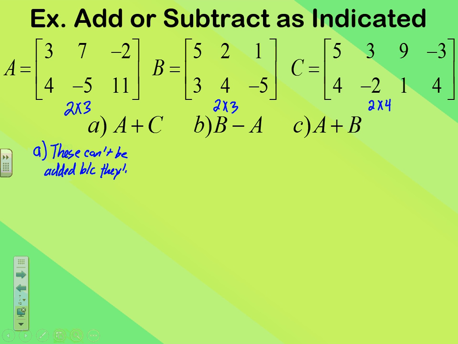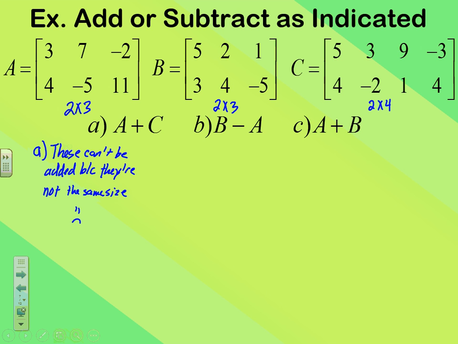Because they're different sizes, we can't add them together unless the matrices are the same size. When we add matrices together, we have to add all of the corresponding elements of one matrix to another. And matrix C has more elements than matrix A does, so there's nothing that I can combine them with. So because they're not the same size, we can't add them together. So these can't be added because they're not the same size. Sorry, matrix A plus matrix C, that doesn't happen.